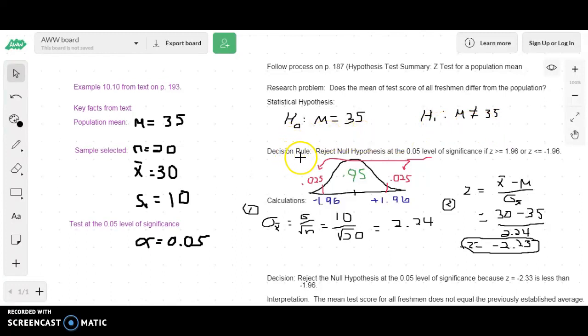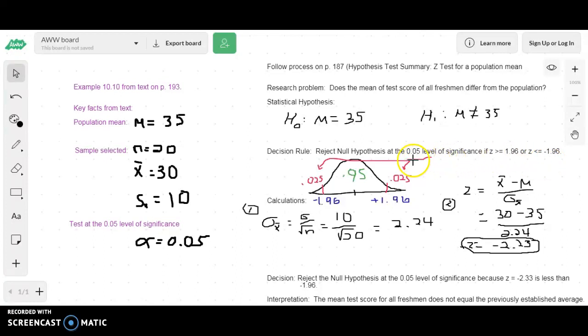Our decision rule is based off of our level of significance. Since our level of significance was 0.05, we're going to reject the null hypothesis if our z-score is either greater than 1.96 or less than negative 1.96. And let's just review where this comes from.